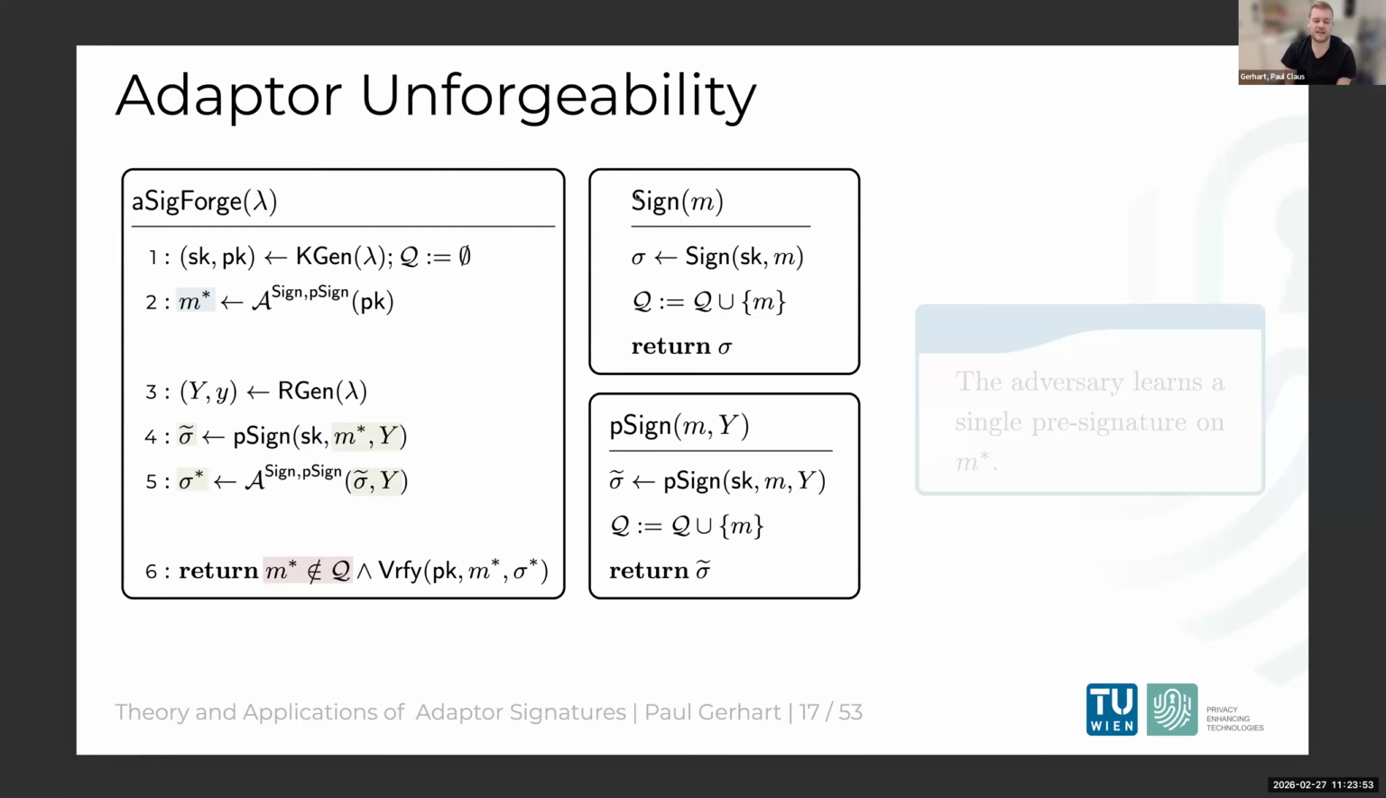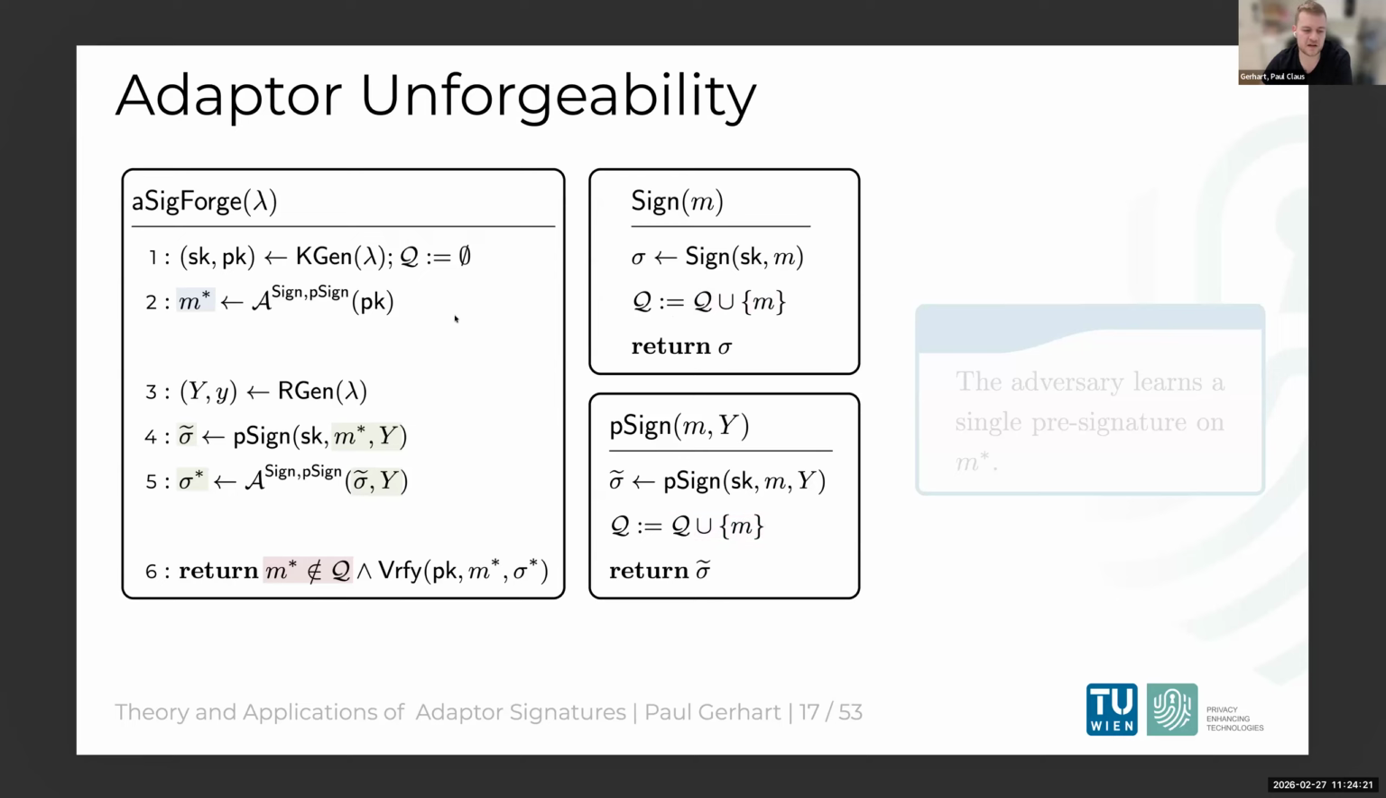Okay, let's look into the definitions. I said adapter signatures were formalized for this setting. And if you look at the most used definition for adapter signatures, it's actually built like this. So you have the security experiment. You have a key generation. You have an adversary having access to a pre-sign and a sign oracle, and he will eventually output a message M star. The sign oracle simply signs, the pre-sign oracle simply pre-signs, and stores the messages which are signed or pre-signed in a set.